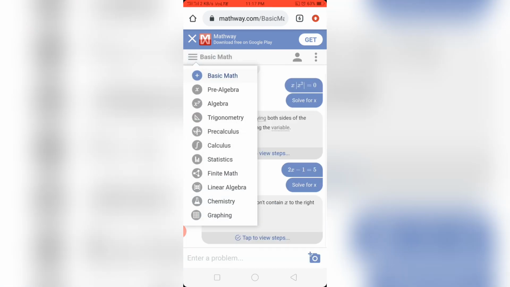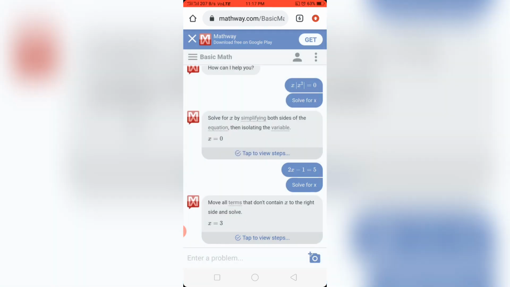In this way, you can solve other subject problems such as linear algebra, chemistry and others. This is all about Mathway.com.